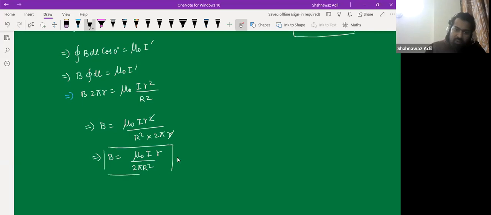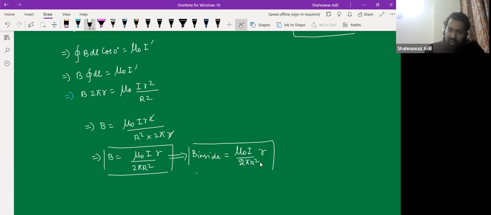So we can see that this is the magnetic field inside. B inside is mu naught I by 2 pi R square times r. How is it varying? Mu naught, I, 2 pi, R square, these are all constants. So B inside is directly proportional to r. And what was B outside that we got? This was 1 over r, right? These were the two things that we got.